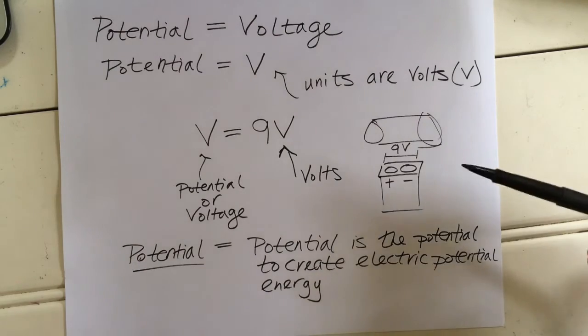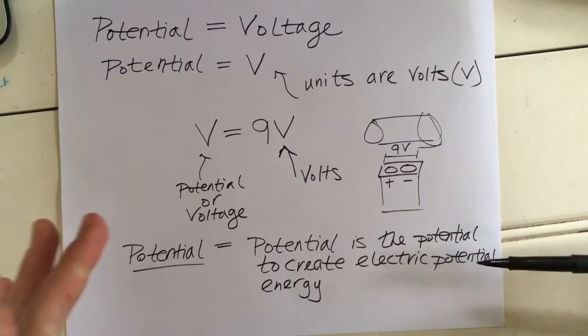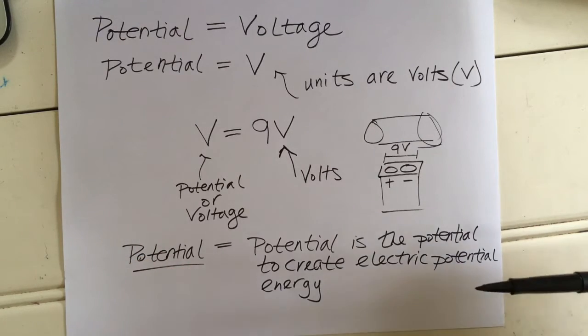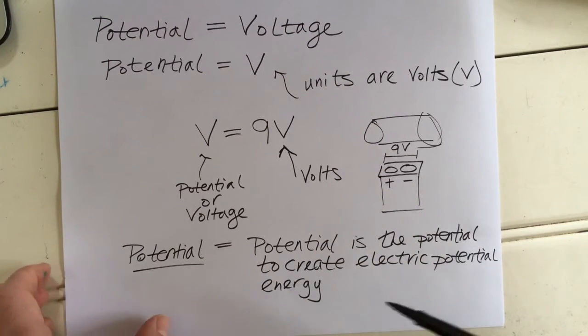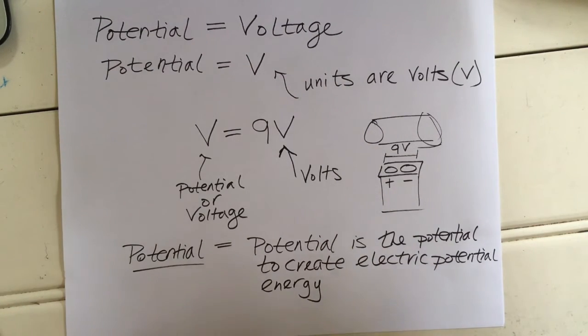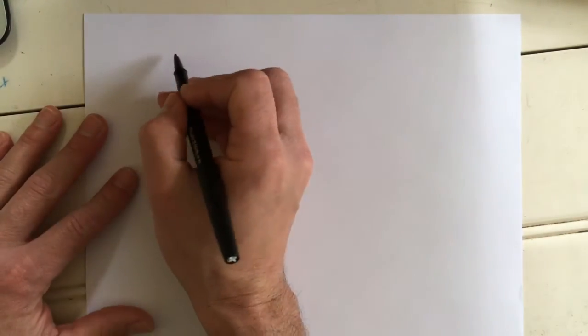So what we buy with a battery is kind of like electric potential energy, but it's not quite the same, right? Potential is the potential to create electric potential energy. All right, hopefully that makes a little bit more sense. Let's see it in a circuit, right? So I said last time we would draw a circuit.